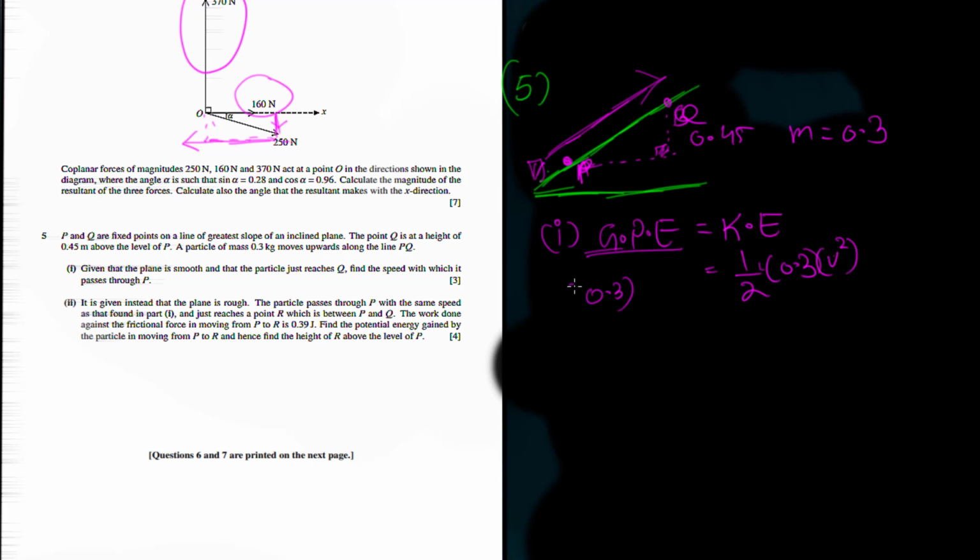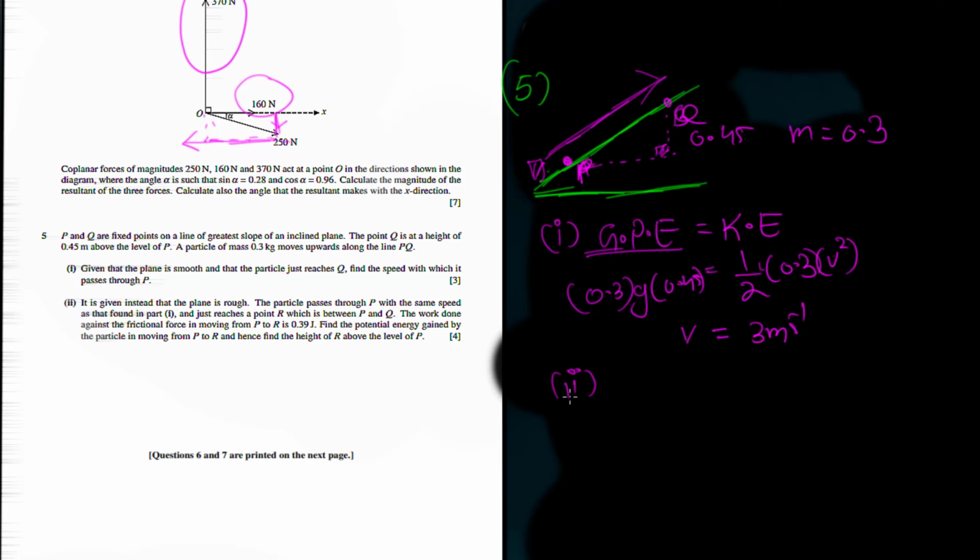Mass is given to be 0.3, g is your gravity, and height is 0.45, the height between P and Q given in the question itself. If I were to solve this equation, I would get my answer of v to be 3 meters per second, and that's your answer right there.